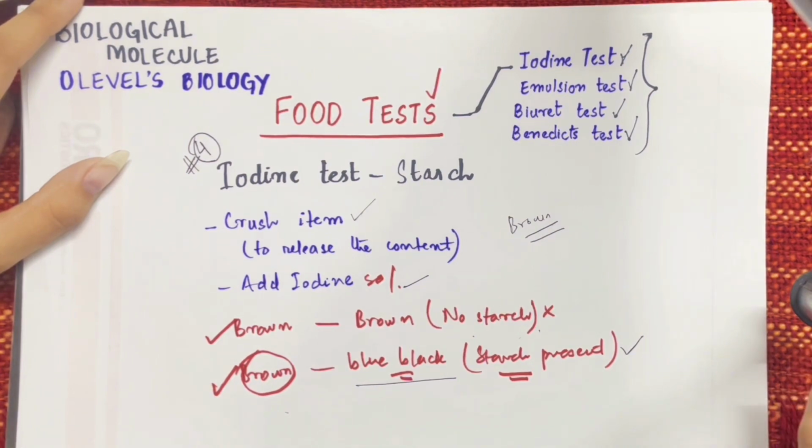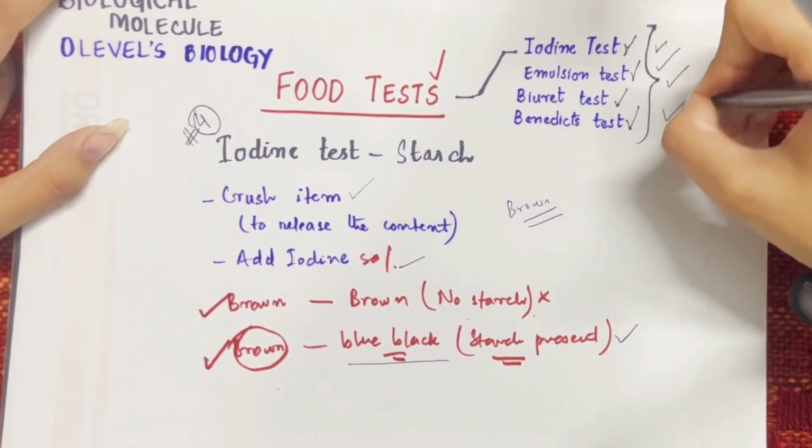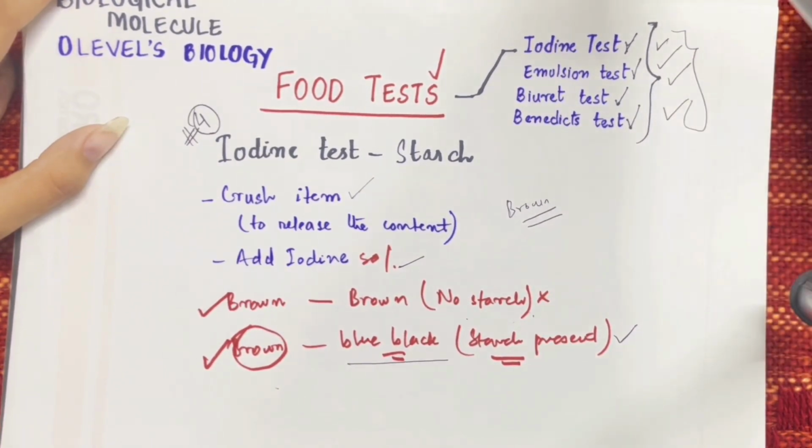We have four tests in total: the iodine test, the emulsion test, the Biuret test, and the Benedict test. We have discussed each of these tests and their changes in color.